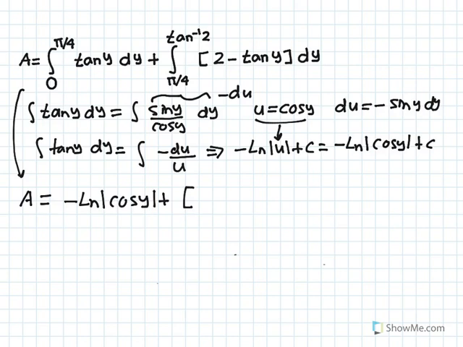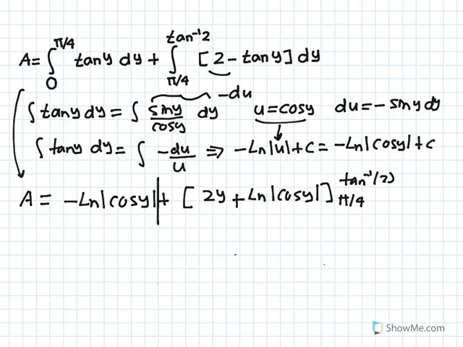plus integrate 2. What is the antiderivative of the constant 2? That's just 2y. What's the antiderivative of tangent of y? That's minus log of cos y. Double minus is plus. We get log of cosine y. And the limits are from pi over 4 to tan minus 1 of 2. And let's not forget the limits here from 0 to pi over 4. These are the limits of integration.